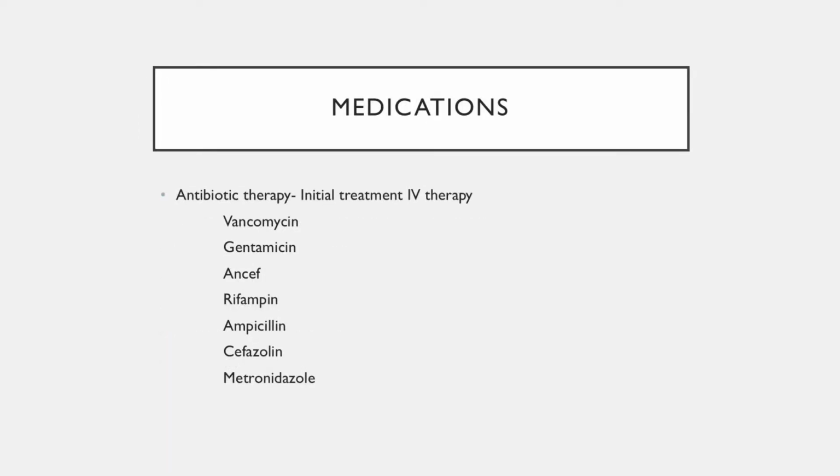Drug therapy for endocarditis involves the accurate identification of the infective organism and is the essential element to successful treatment. Long-term treatment is necessary to kill the bacteria that have been dormant within the valvular vegetation and generally takes weeks. Initial treatment begins with IV antibiotic therapy based on blood culture results. The effectiveness of therapy is assessed with subsequent blood cultures, and the most common drugs used in the initial treatment of endocarditis are vancomycin, gentamicin, Ancef, rifampin, ampicillin, cefazolin, and metronidazole.